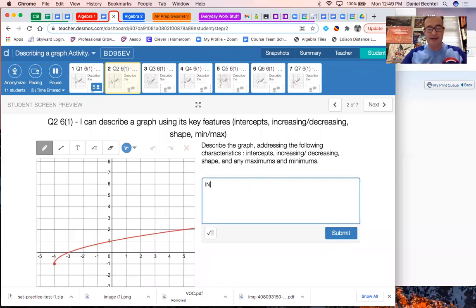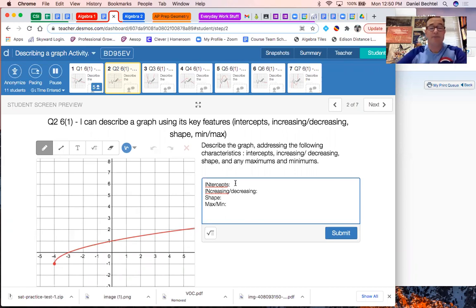Write these things: intercepts, increasing, decreasing, shape, max/min. So right now, I have a place to type whatever I'd like. These are the 4 things that I need to be able to address, because they're in this list. Clearly my typing is terrible, but it doesn't matter. Now let's start talking about this.